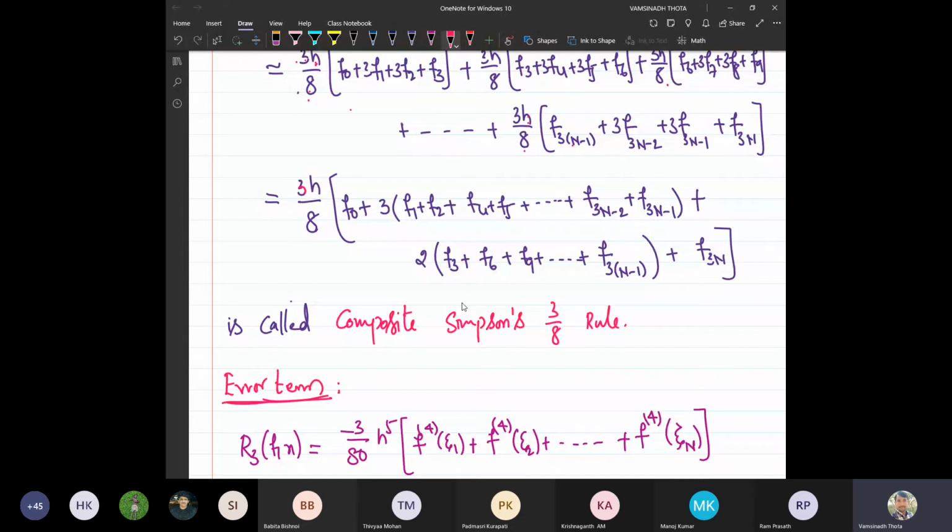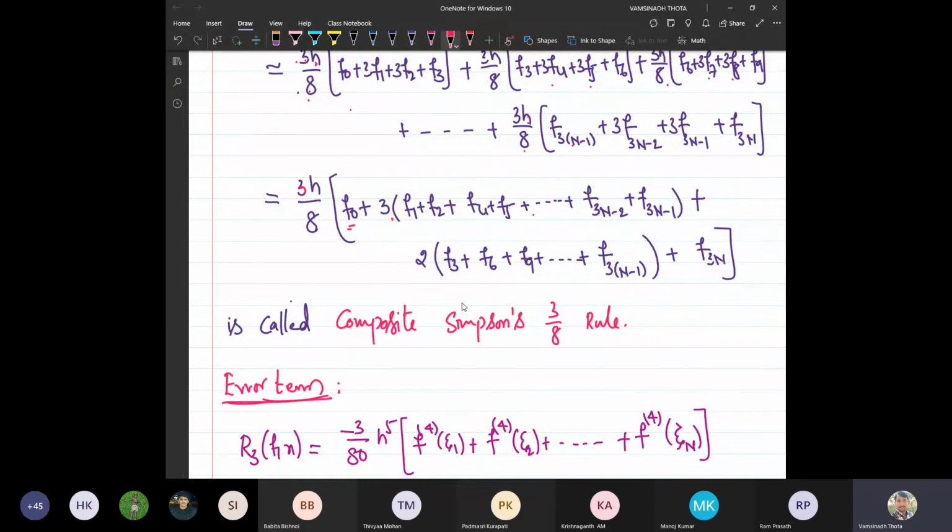So this is f naught, and 3 times f1, 3 times f2, 3 times f4, 3 times f5, 3 times f7, 3 times f8. So this is what we will get. What we are actually getting is 3 times all the functional values of f except at the multiples of 3. Like f3 is not there, f6 is not there, f9 will not be there, and f3n will not be.